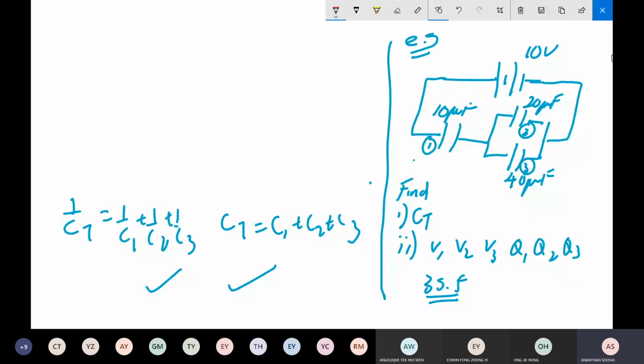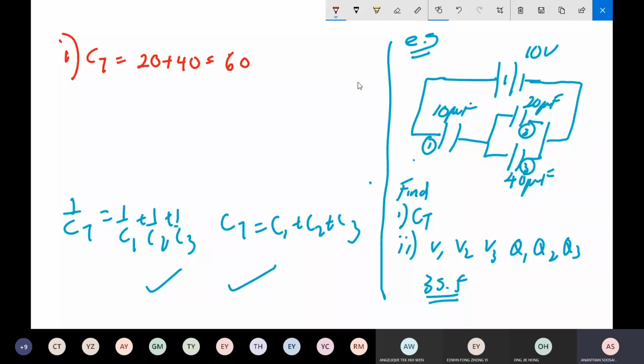Okay. So first, C total. How much? Parallel needs to be added first, right? Parallel is easy to add. 10, 20, and 40 added is the total capacitance. So how you must do? 20 plus 40 is the total capacitance of 2 and 3, sorry, 2 and 3. So how much do you get? You get 60.